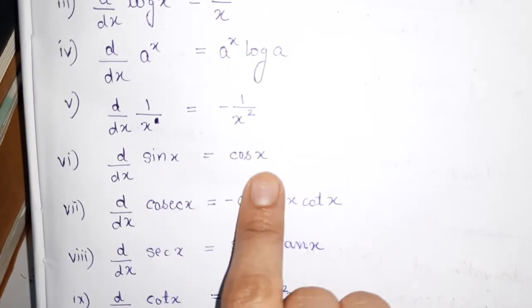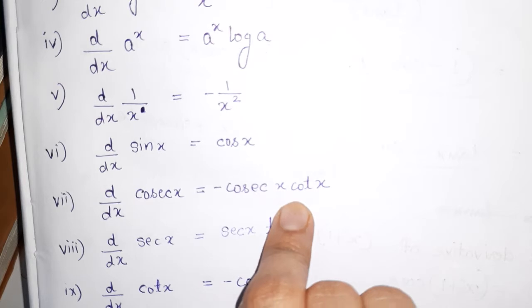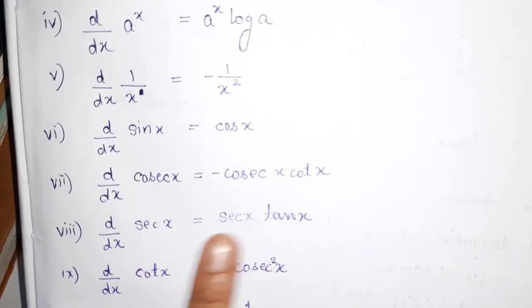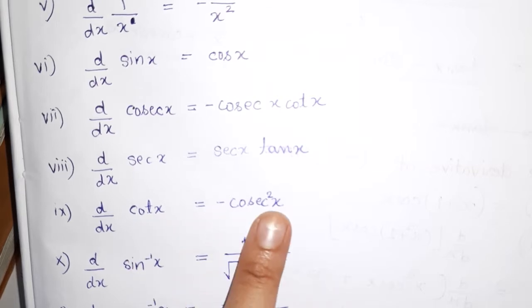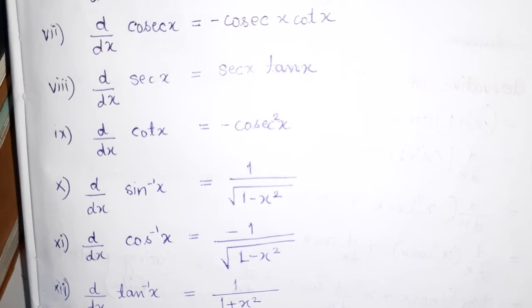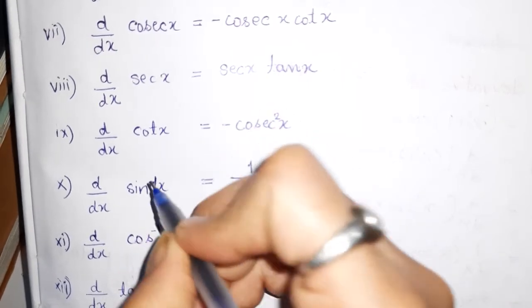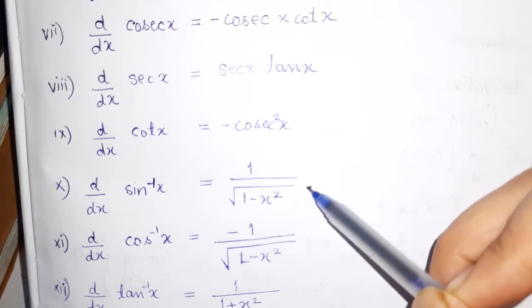Differentiation of sin x is cos x. Differentiation of cos x is minus sin x. Differentiation of sec x is sec x tan x. Differentiation of cot x is minus cosec square x. Differentiation of sine inverse x, this is the inverse function of trigonometry, it is 1 by root over 1 minus x square.